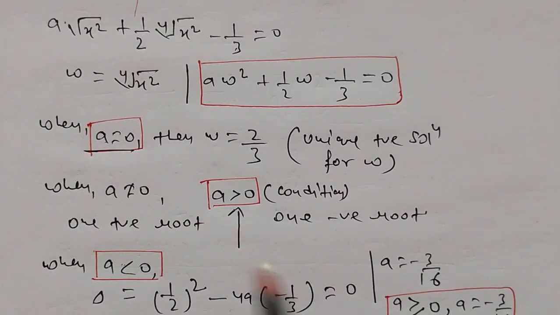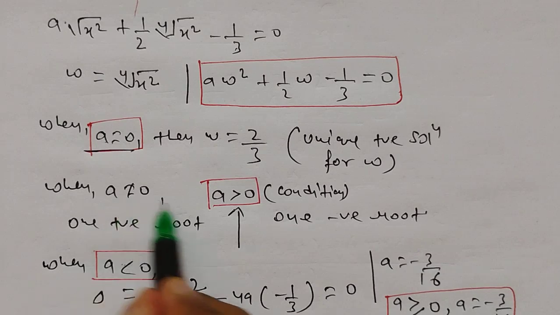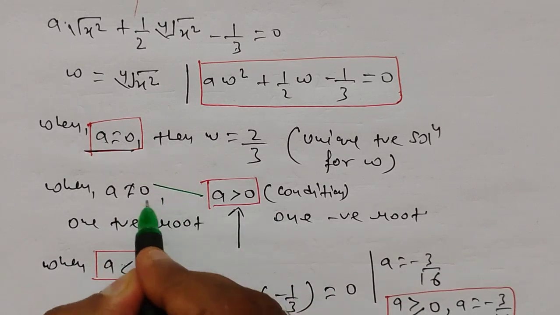And here also one thing is important to note, that a not equal to 0 has two conditions, here and here.